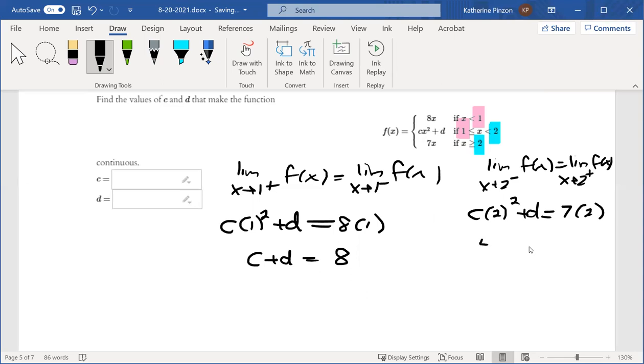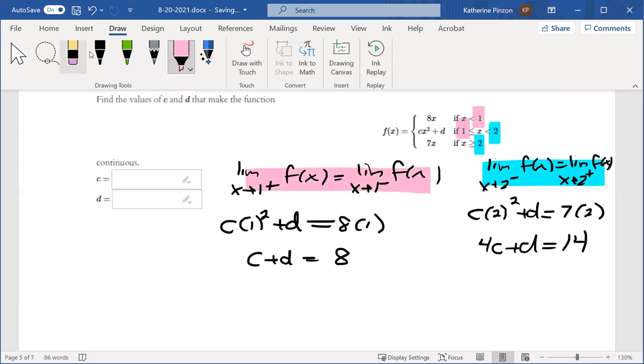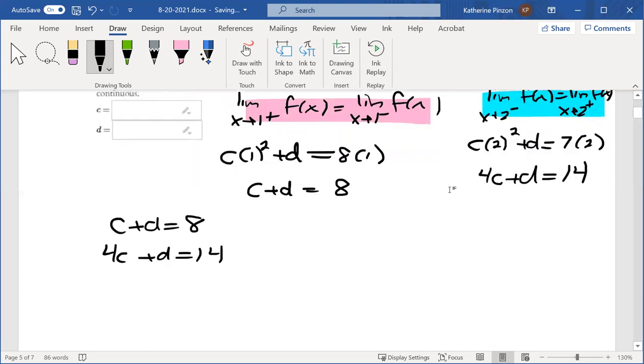Okay, so this is 4c plus d is 14. So c plus d is 8. That came from my looking at 1. And then 4c plus d is 14. That came from looking at what happens at 2. So now I have a system of equations. C plus d is 8, and 4c plus d is 14. I have a system of equations.